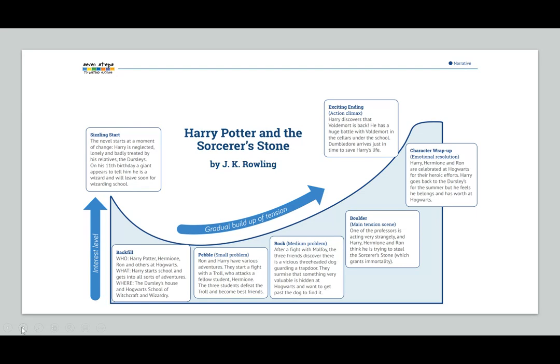Then the next medium problem, so the rock, was after a fight with Malfoy, who is like Harry's rival or nemesis. The three friends discover there is a vicious 3-headed dog guarding a trapdoor. And then they surmise that something valuable is hidden underneath that trapdoor and they want to find out what it is. So it's gone from a small problem of just being attacked by a troll to a larger problem to having a 3-headed dog guard a trapdoor, and then it goes on to the boulder.